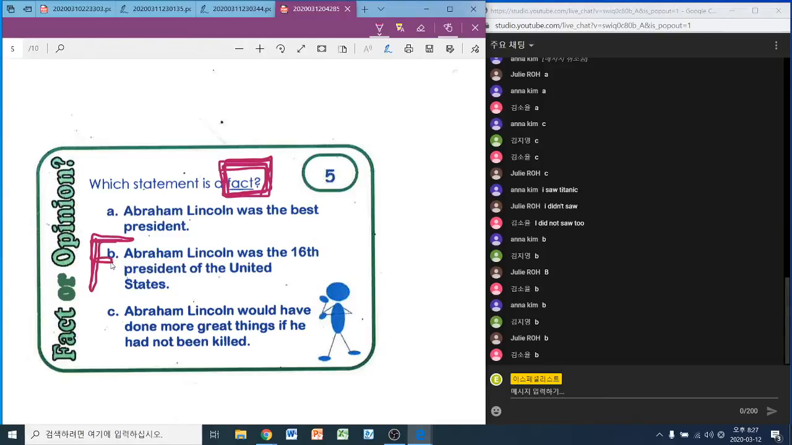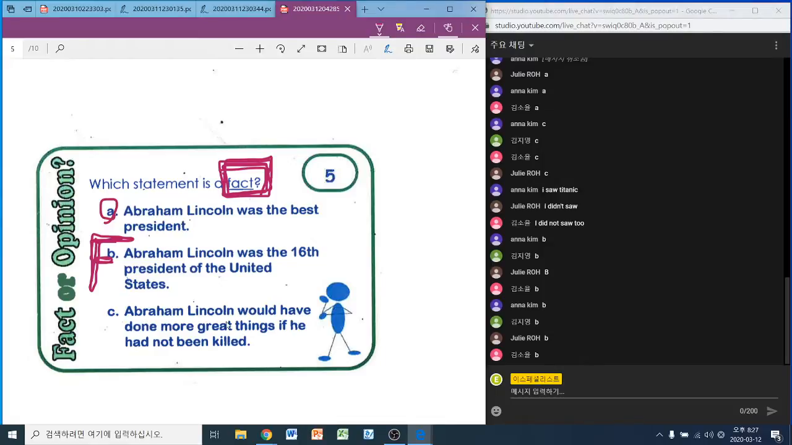I think he killed many of the Native American people also. So he did some good things and maybe he also did some bad things. You have to compare them to other presidents and make a decision. Was he the best or was he not the best? This is an opinion. This one we can check in a history book.